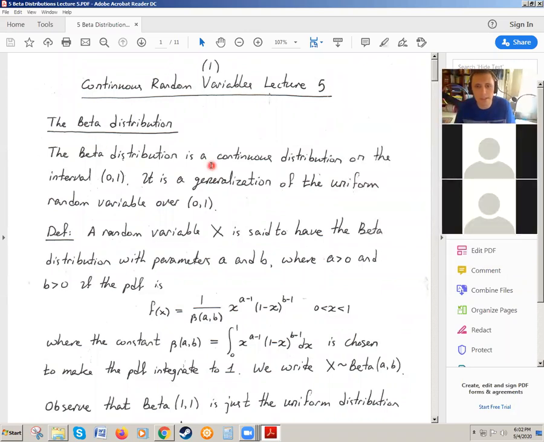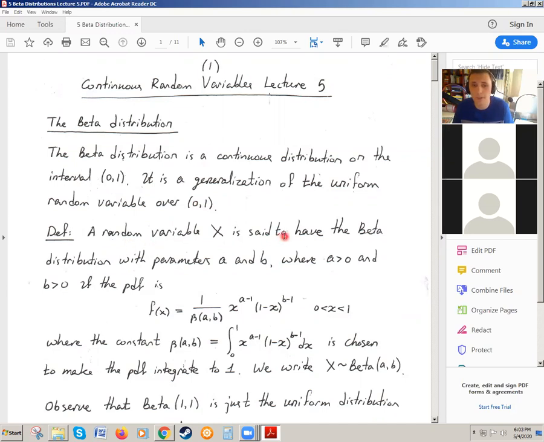the beta distribution is a continuous distribution over the interval 0 to 1. And it is a generalization of uniform random variables over 0, 1. The idea is that with the beta distribution, you can simulate many distributions that can arise over the interval 0, 1. And I will explain what's so special about it in a moment. But first of all, this is the definition.